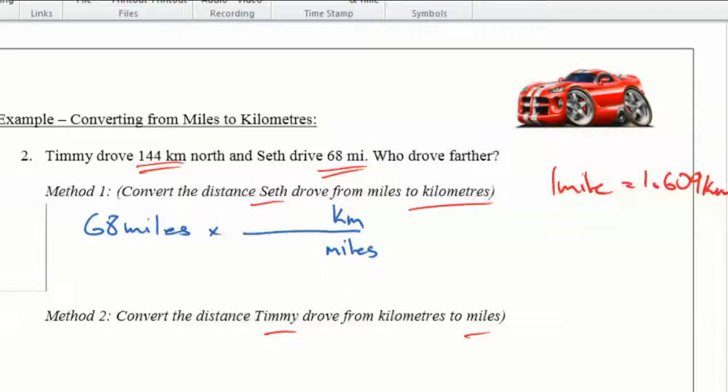So that's the ratio I'm going to use. I have miles on the bottom. I have 1 mile, so I can put the 1 on the bottom, and that is equal to 1.609 kilometers. Miles are a little bit longer than kilometers, so we're going to multiply here. 68 times 1.609.